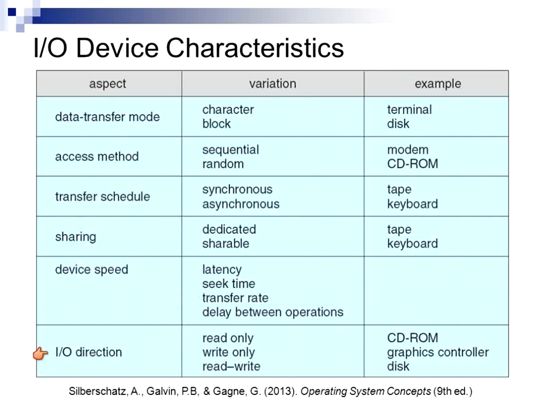And then the I/O direction. Is it read-only like a CD? Is it write-only like a graphics controller that would control your monitor? Or can you do both like a disk? So we have all this complexity for all these different devices that somehow have to be handled by the controllers, by the device drivers, and then it starts getting more and more abstract as we move up through the kernel.